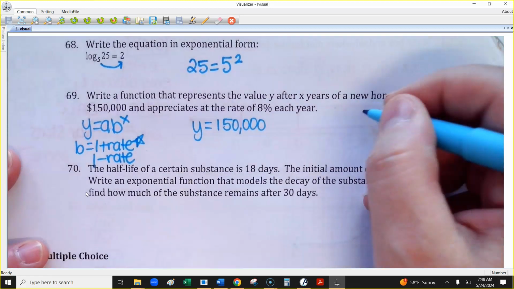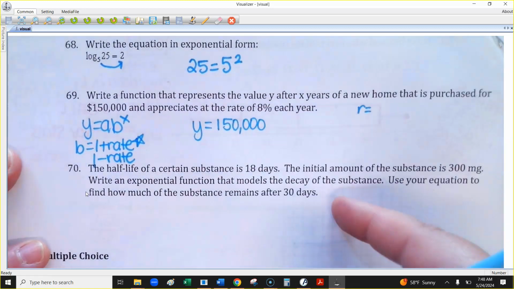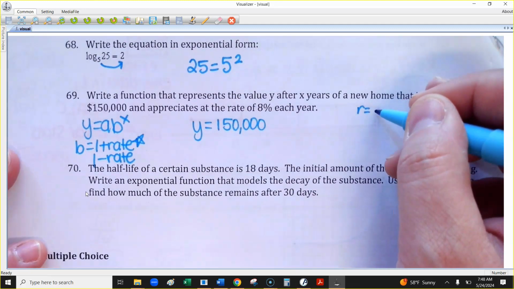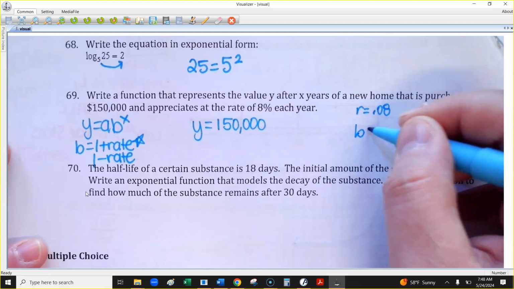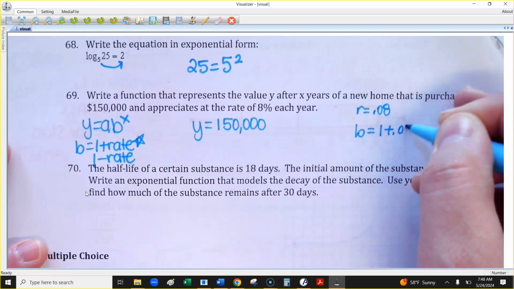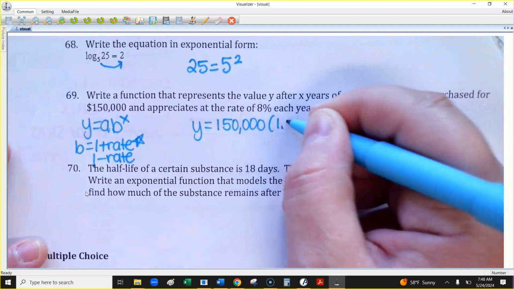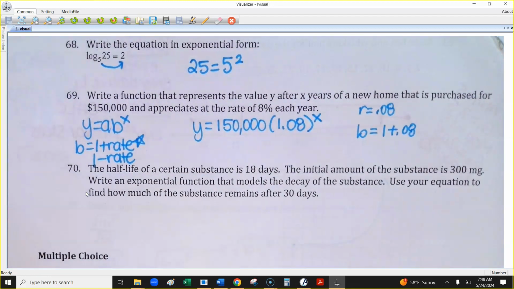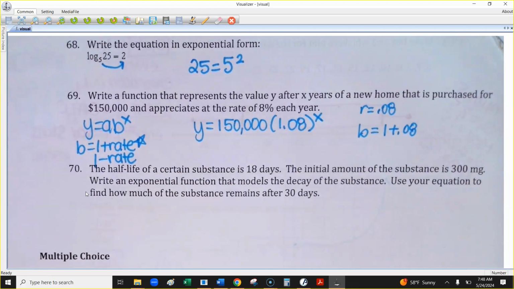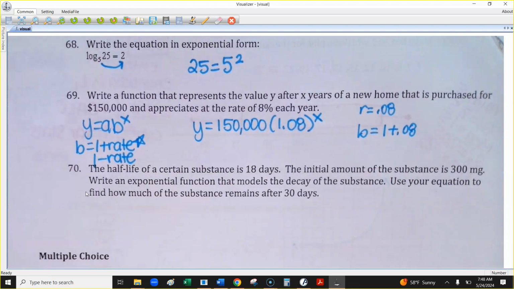Your rate here, take your percent, divide by 100, or scooch the decimal place over 2 spots. This should be 0.08. Your b value is 1 plus that. So in the little formula, it's 1.08. And then the exponent would just be x. It just tells you to write a model. It doesn't say, like, find the value of the home in 5 years or anything. So we don't have to plug anything in. We're just writing the model.